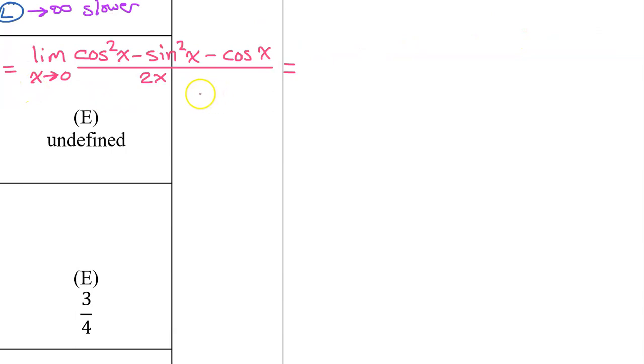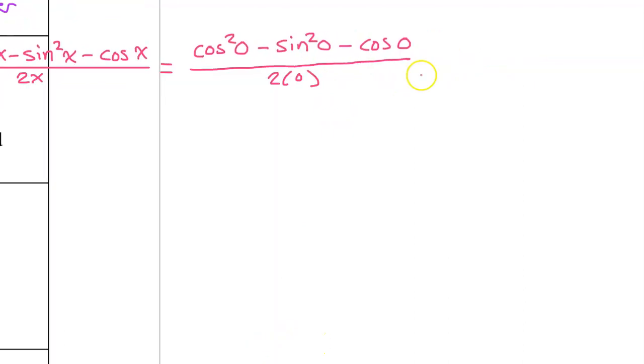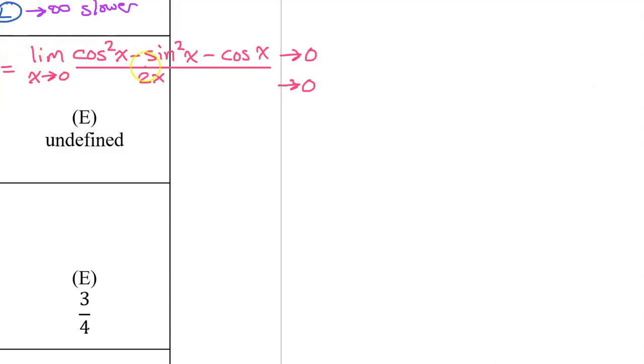Let's see what would happen if we did direct substitution now. At first, we have this. But we know that cosine of 0 is 1, so we would have 1. Sine of 0 is 0, so that's 1 minus 0. Cosine of 0 is 1, so that's minus 1. 2 times 0 is 0. 1 minus 1 is 0, so we are still getting 0 over 0. Because the numerator and denominator are still approaching 0, we can use L'Hopital's rule again.